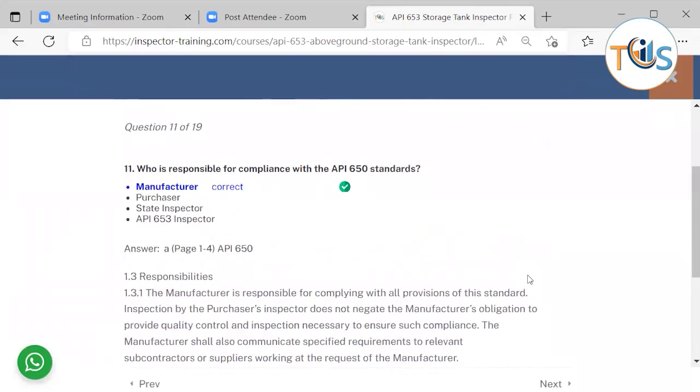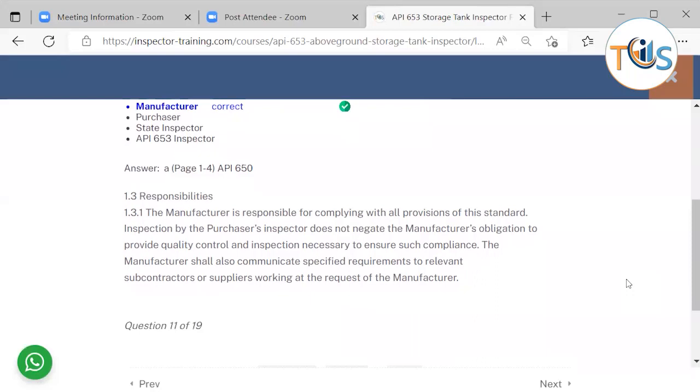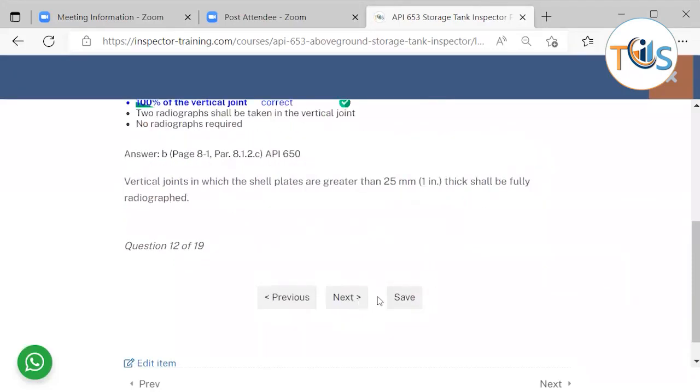Responsible for compliance with API 650 standard, so it's always the manufacturer, and the responsibility is also mentioned in API 650. So it's always the manufacturer responsible for WPS, for NDT, for welder qualification, for NDT technician qualification, for the procedure, and for the materials.